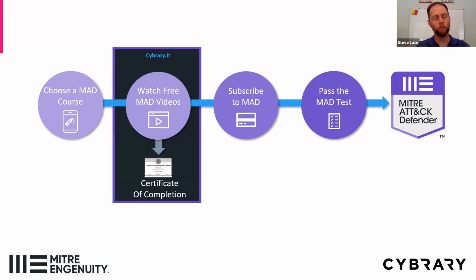And Cybrary pulls those together in a cohesive curriculum so that you start with the first video and you progress through them in a very logical way. And when you finish the videos, Cybrary will give you a certificate of completion. And you can use that to get continuing education credits. So you can sort of get credit right away just for watching the videos.